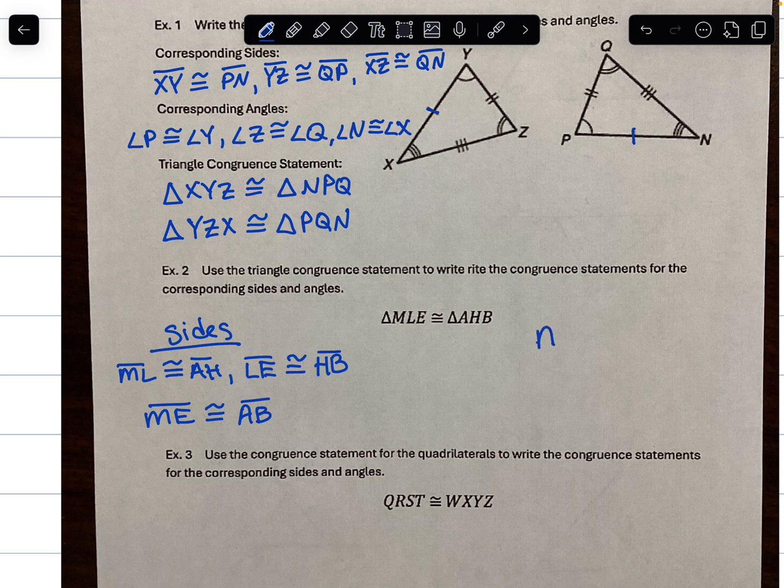All right, what about my angles? Shakaya and Brent, please head back to Miss Dara's room at this time.